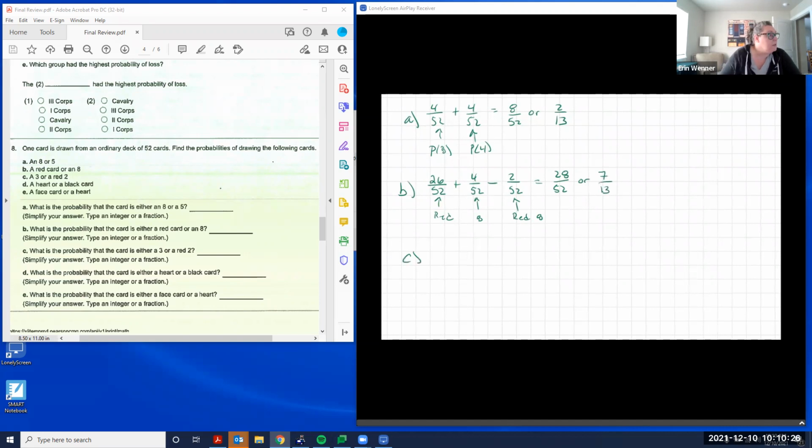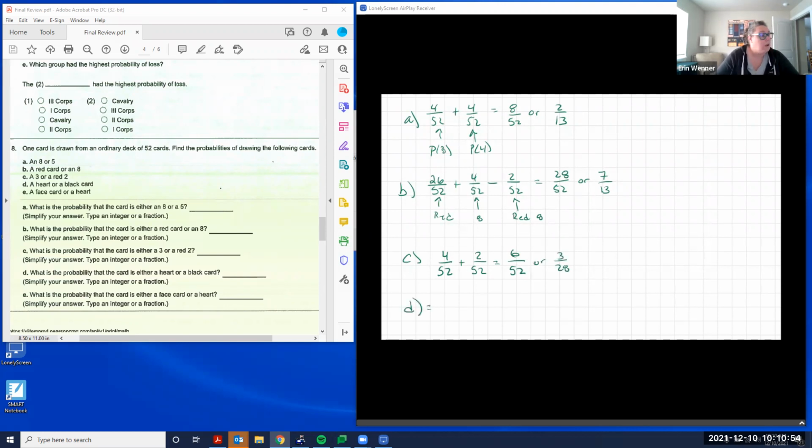So C says a 3 or a red 2. So 3s is 4 out of 52, right? And the red 2, there's only 2 of those. So we end up with 6 out of 52, or 3/26.